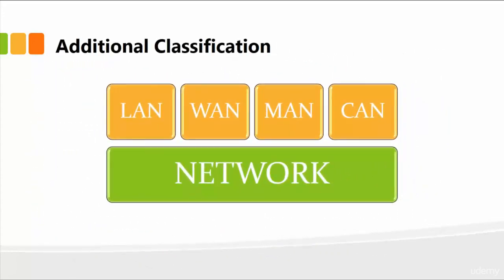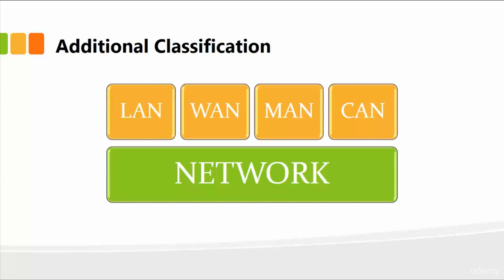So some additional classifications that you may hear: the term local area network, which is the LAN. You may also hear a WAN, which is known as the wide area network. Now we're talking across buildings. Now we're talking across cities, right? Across multiple offices. That's a wide area network.